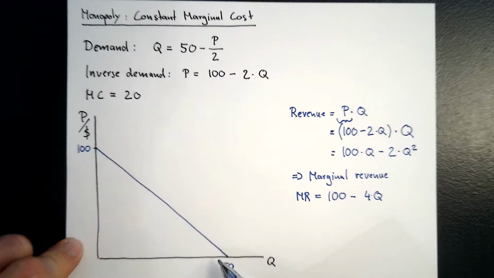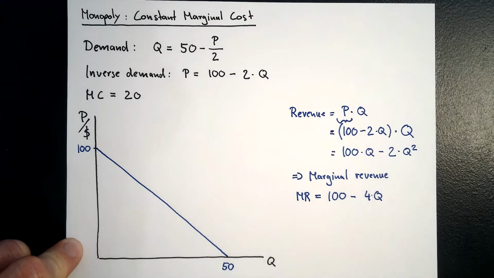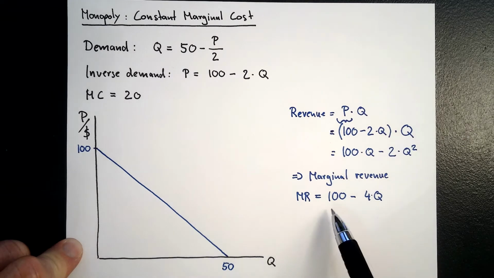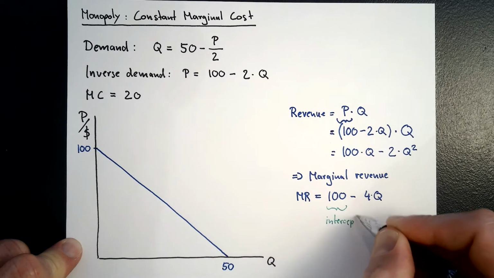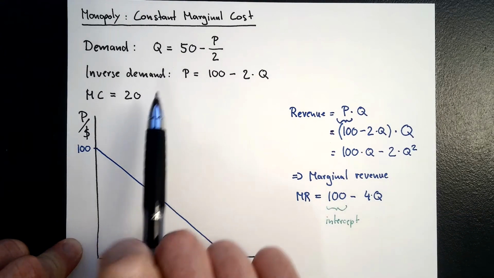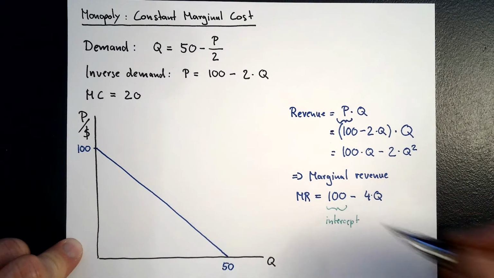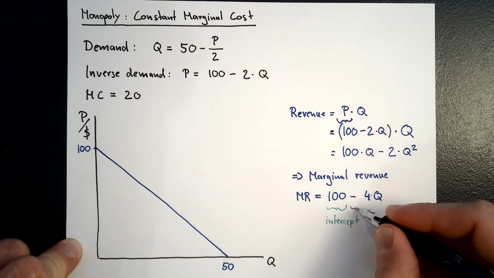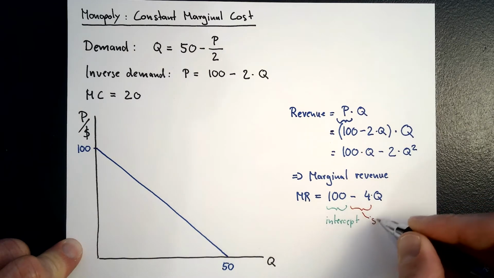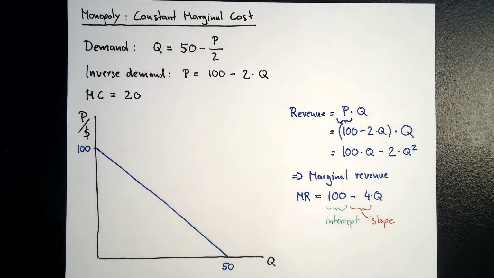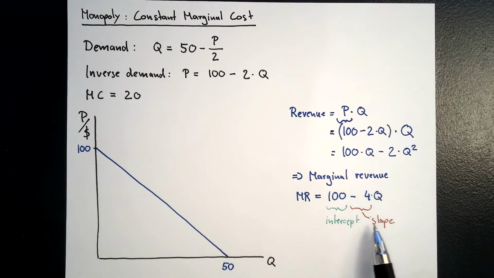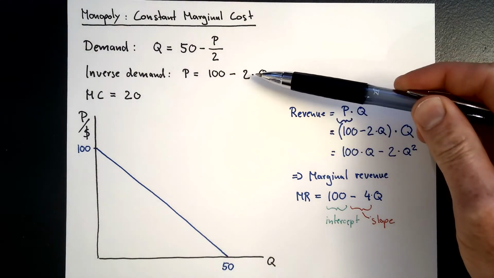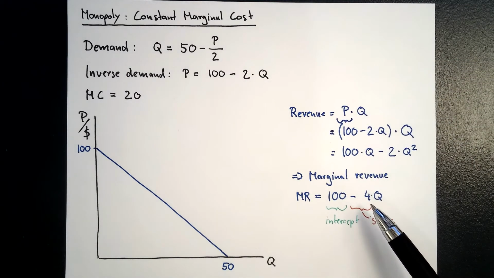This is the reason why we are always using a linear demand function when we are talking about the monopoly, because for the marginal revenue curve, the intercept remains the same as with the inverse demand function, 100, but we have twice the slope. So the inverse demand function has a slope of -2, and the marginal revenue function has a slope of twice that, meaning -4.